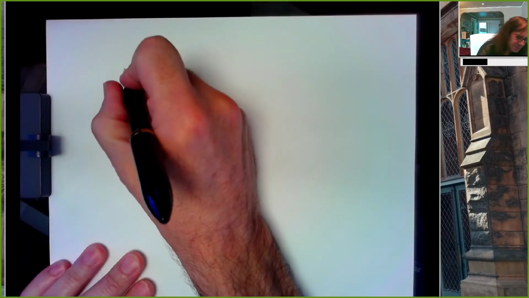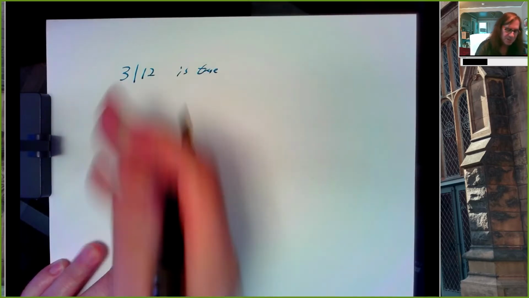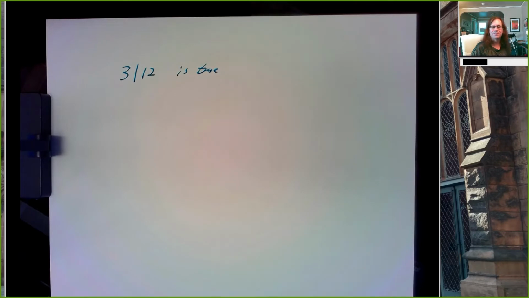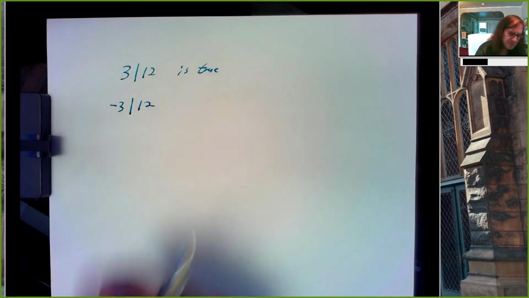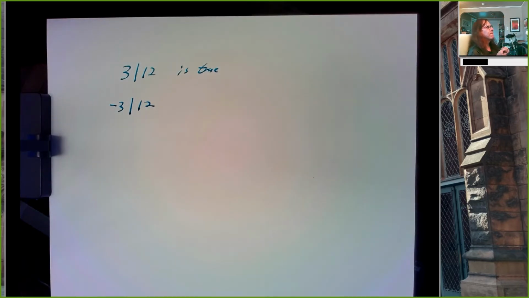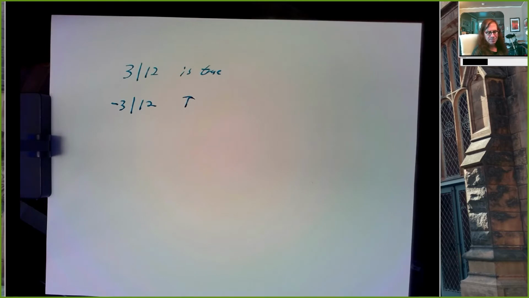So for example, this is a true proposition. 3 divides 12. Why? Because 12 is 3 times 4. How about this? Is this true or false? It's true. Negative numbers are no different from positive numbers. In this case, 12 is negative 3 times the integer negative 4.